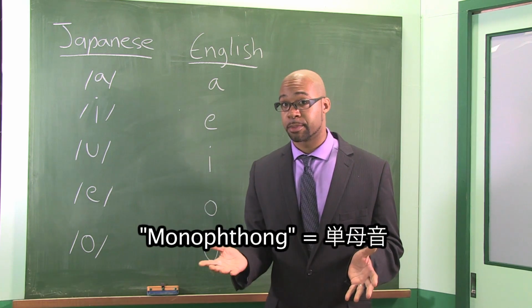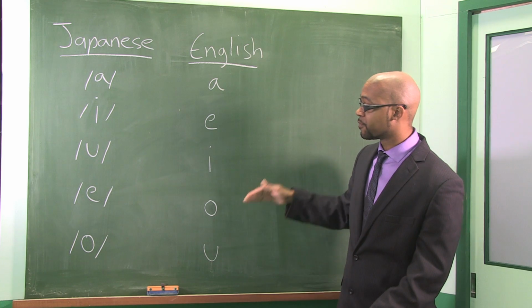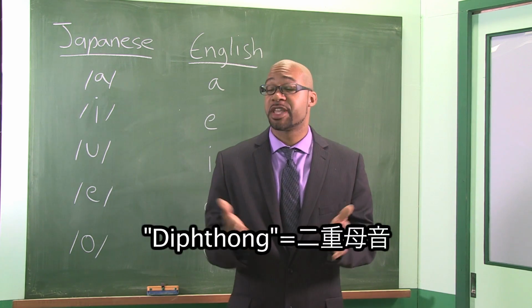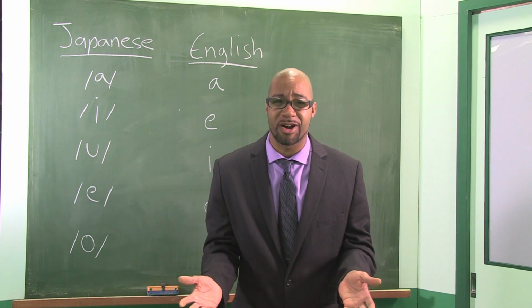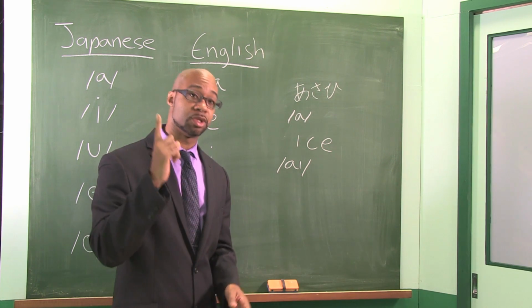is a monophthong. In English, however, each of these vowels is a group of sounds. Some of these are monophthongs, some of these are diphthongs. Now you're probably sitting at home thinking, Chuck, what's a monophthong or what's a diphthong? ちょっと説明やりましょう!